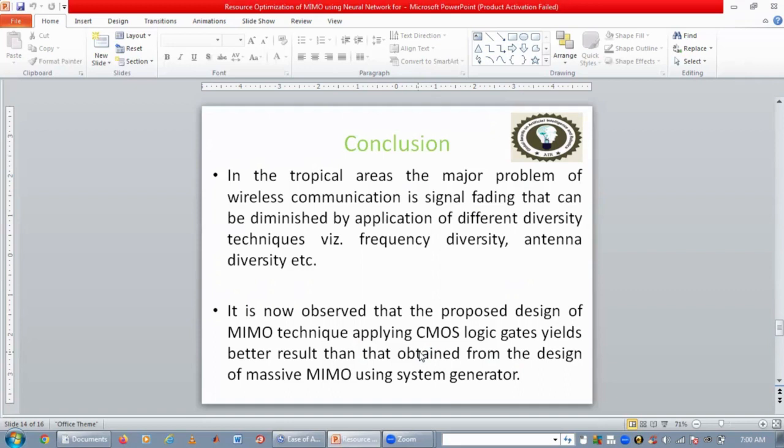In order to overcome the drawback, an optimization algorithm has been adopted in this paper. It is observed that the proposed design of the MIMO technique applying CMOS logic gates yields better results than those obtained from the design of massive MIMO using system generator. Therefore, it can be highly expected that the hardware implementation and application of the optimized algorithm in massive MIMO will be very helpful to users in the tropical regions for minimizing signal fading.